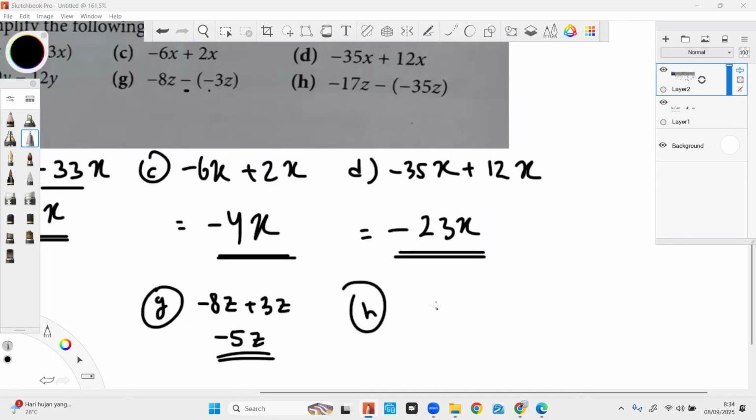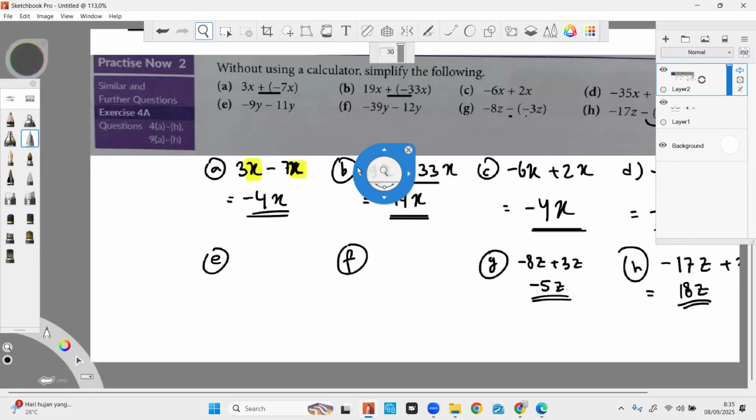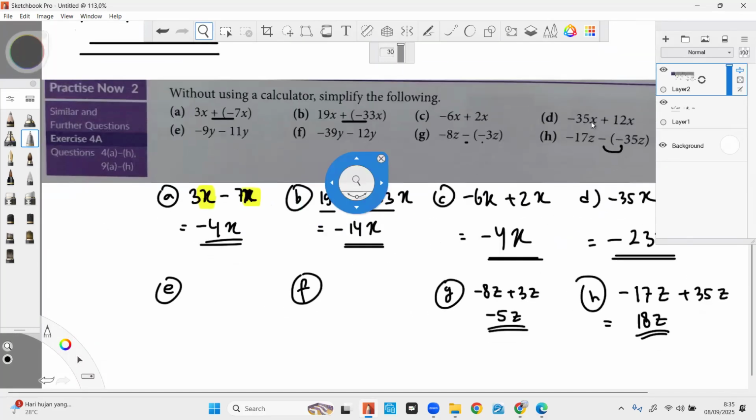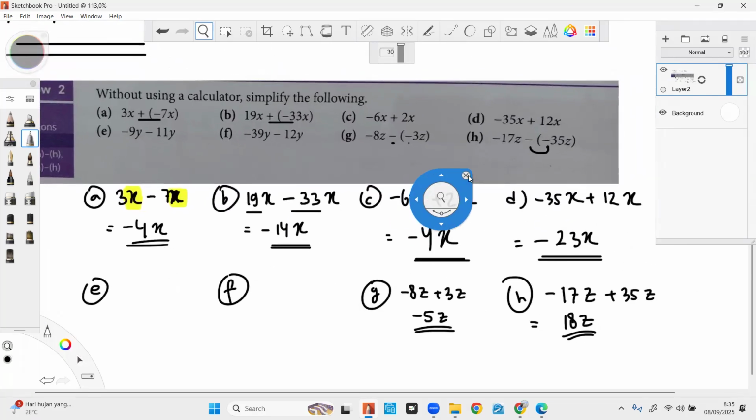Okay, for H, I'll give you one. So you do negative 17z minus minus becomes positive 35z. So we get the positive answer right now. If it is positive, you don't have to put the positive sign. It's 18, right? Because negative 17, you add by 35. You are not allowed to use a calculator in this topic. So you can keep your calculator in your locker or at home, because you are not allowed to use a calculator at all times.